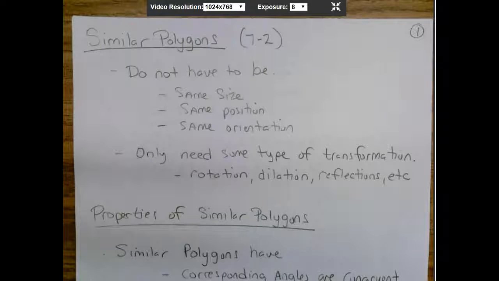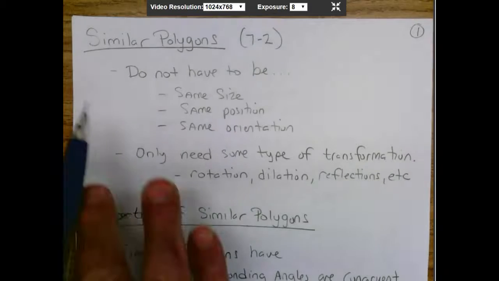Alright, so this could be our next notes in geometry. This is lesson 7.2, and we're going to be looking at something called similar polygons. The thing we want to remember about this is that similar initially does not mean congruent, okay? And it doesn't necessarily have to be the same size.